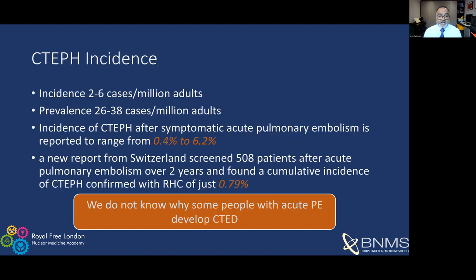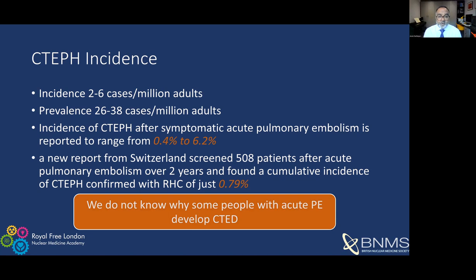The incidence and prevalence of CTEPH is very low. The incidence is only 2 to 6 cases per million and prevalence of 26 to 38 cases per million. And the incidence of CTEPH after a symptomatic acute pulmonary embolism is reported to range between 0.4 to 6.2%.